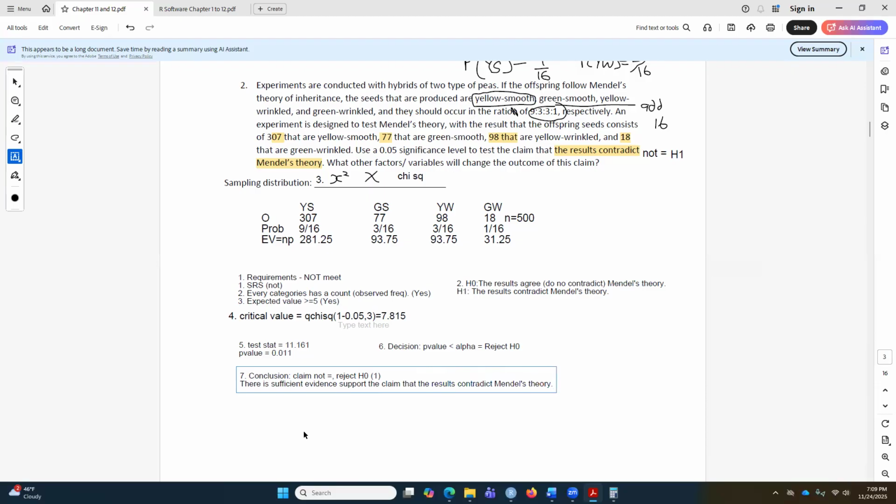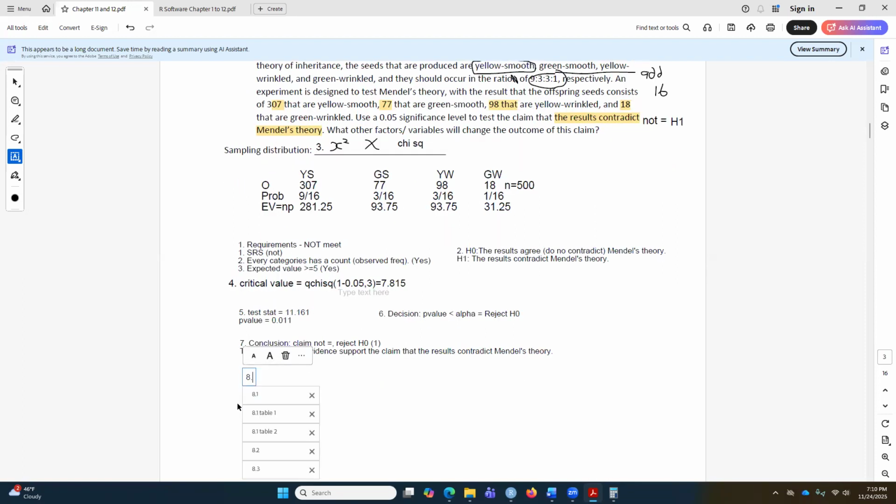So if you get observed frequencies of 307, 77, 98 and 18, this result does not match or agree with Mendel's theory in this case. So when you write this, it means your claim is valid, but as you know, the validity of this claim means that Mendel's theory is rejected. Again, the word contradict is a negation word. Remember, I showed you some negation words, and contradict is one of them. A little bit tricky here due to what we have.